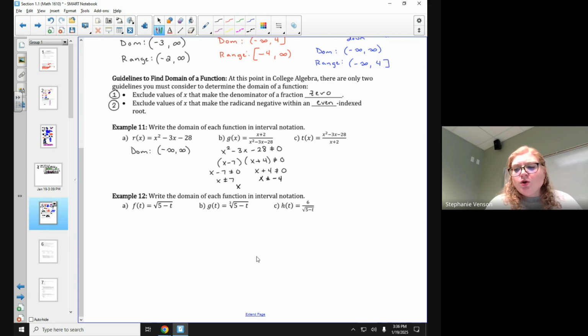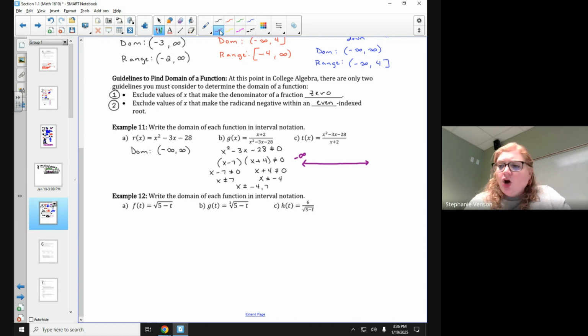So putting those in order, I get x cannot equal -4 or 7. But here's the thing. Those are just the two values that x can't equal. It can equal anything else. So if I think about a number line, I can have anything on my number line all the way from -infinity to infinity. But I'm not allowed to have -4, and I'm not allowed to have 7.